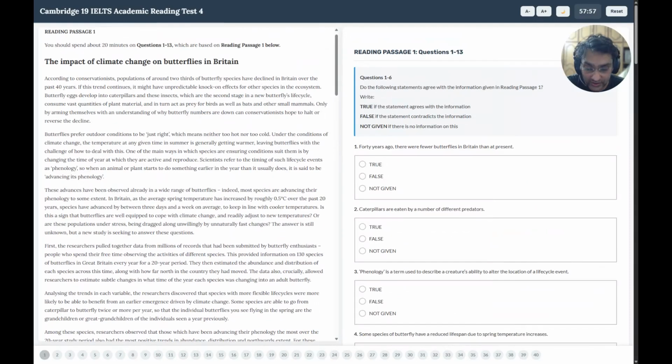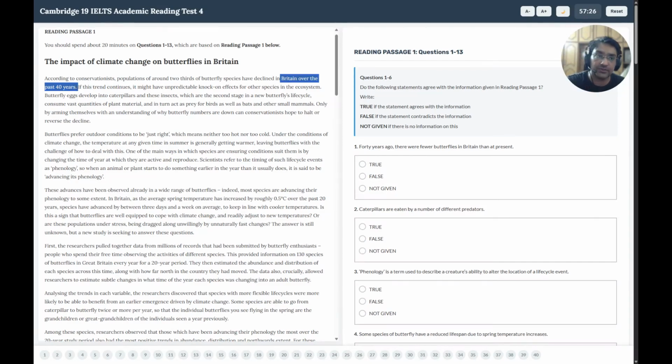The way it works is that we're first going to understand what the question is, and then find its answer. So here it is. It says 40 years ago there were fewer butterflies in Britain than at present. Let's have a look at where it says butterflies and Britain. Butterflies have declined in Britain over the past 40 years.